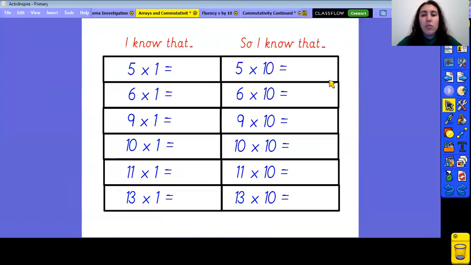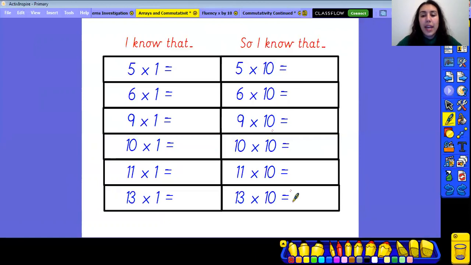So if I know that 5 times 1 is now 5 groups of 1, remember when we multiply by 1, my product is the same as my other factor. So I know that 5 times by 1 is 5. So that 5 multiplied by 10 is, well, I know that it's the same, but it changed by having that 0 on the end. So 5 times 10 is 50.